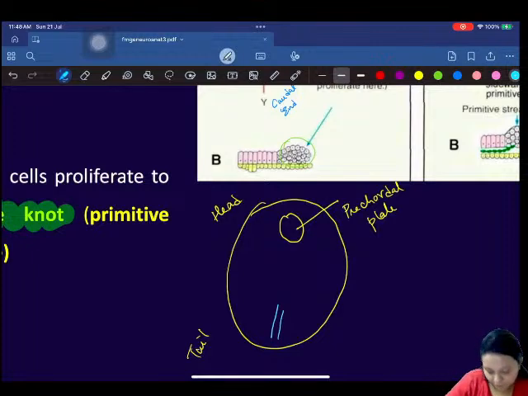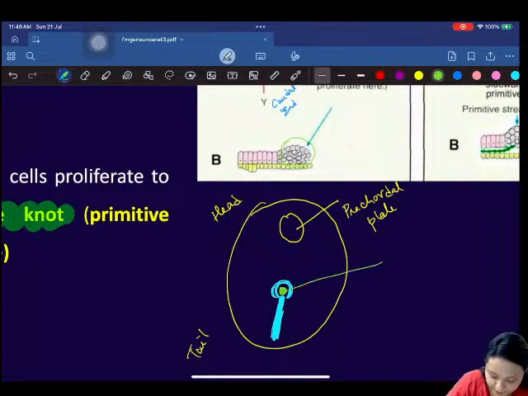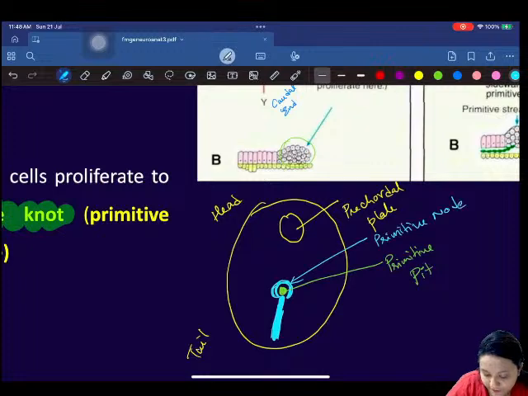So there is a formation of this rod-like structure, and it is going towards the cranial end. And then what happens? It is forming a node, and you will also have a pit here. So this green color is the primitive pit, and the outer part is known as the primitive knot or Hansen's knot.